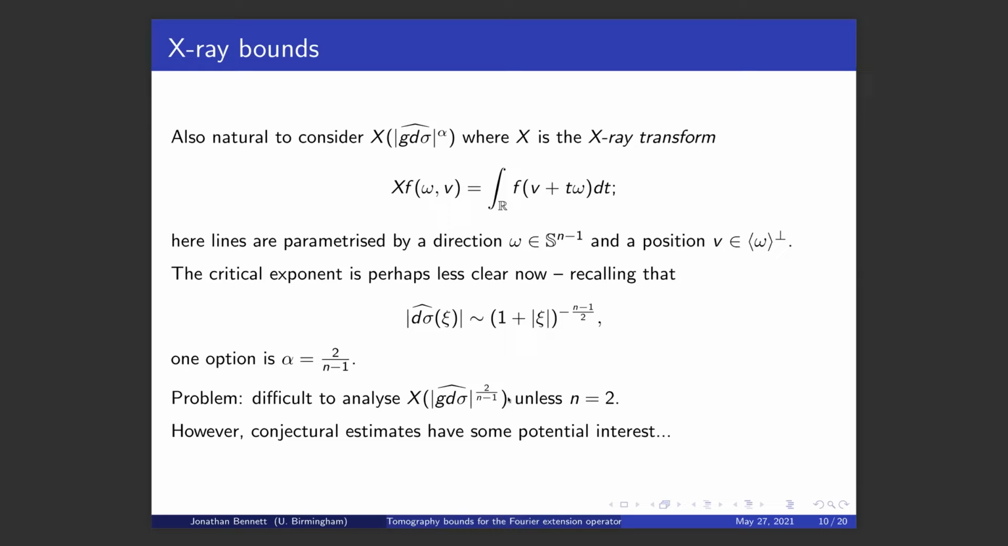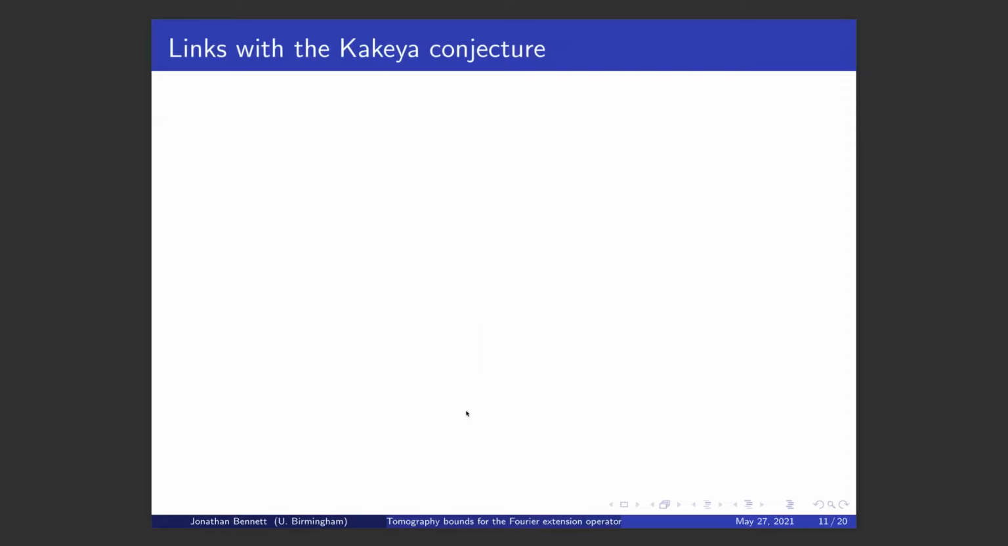Okay. So I don't have much to say about that, again, because this is a rather difficult object to analyze, but there are some conjectural estimates, which I think might be of some interest because they relate to other well-known conjectures, and in particular, the restriction and Kakeya conjectures. So let me tell you about how things link up. This particular combination of the X-ray transform and the extension operator link up with the Kakeya conjecture.